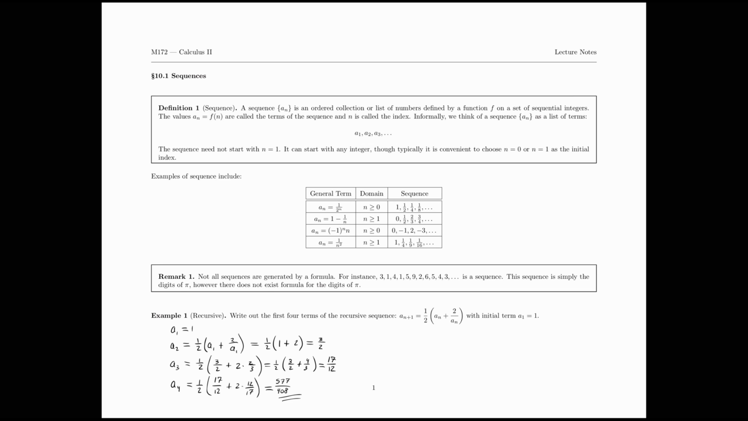So another example of a recursive sequence, one that is very well known, and probably all of you have heard of it at one point in your lives, is the Fibonacci sequence. And I'm probably going to spell that wrong. Listing out the terms, we have 1, 1, 2, 3, 5, 8, 13, and so on and so forth.